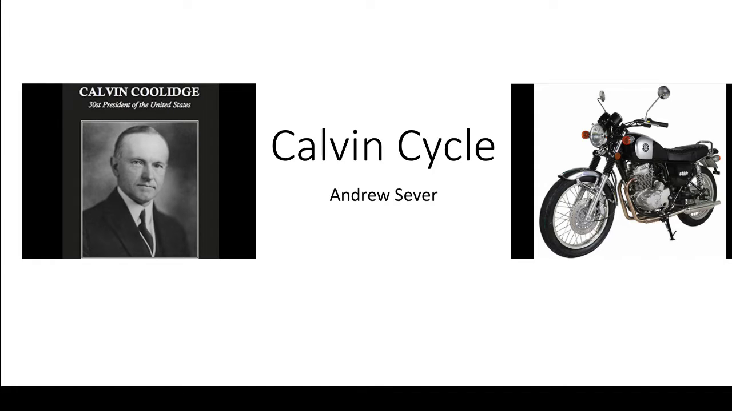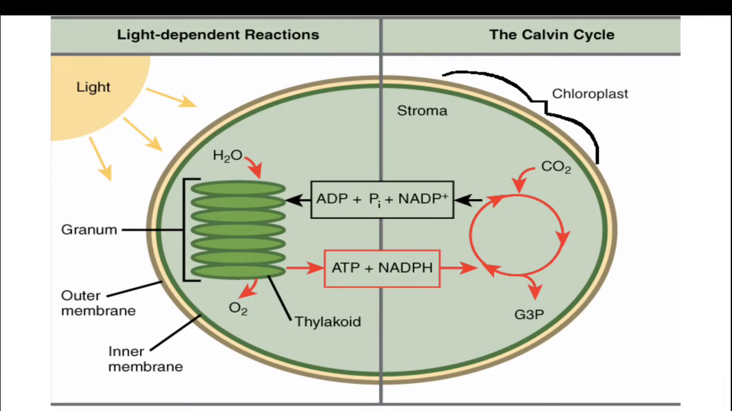Okay, so first things first, what is the Calvin cycle? Well, the Calvin cycle is a process of chemical energy synthesis that is carried out through photosynthesis that takes place in all plants and algae. The process was first discovered by Melvin Calvin in 1950, and therefore the process is named after him.